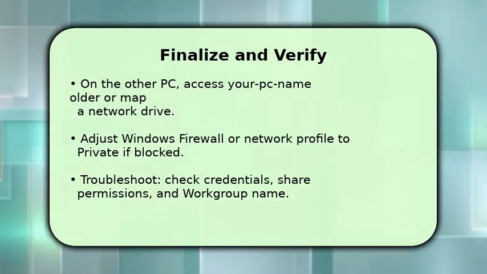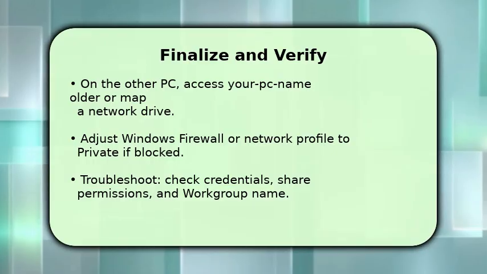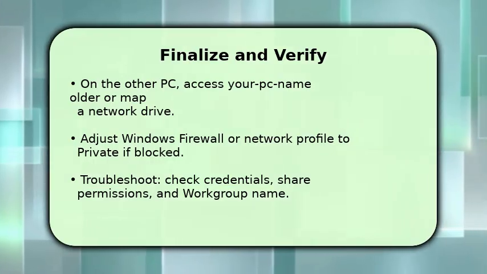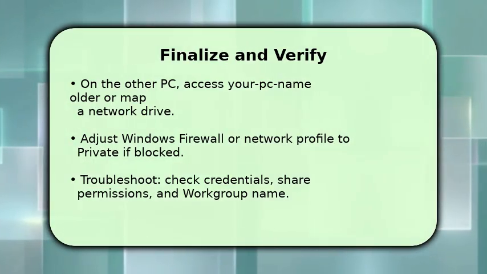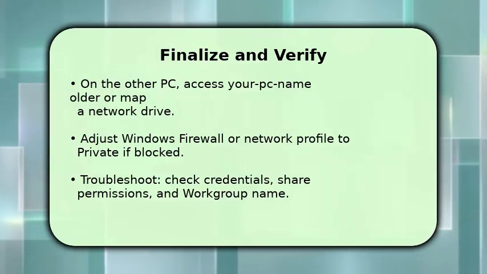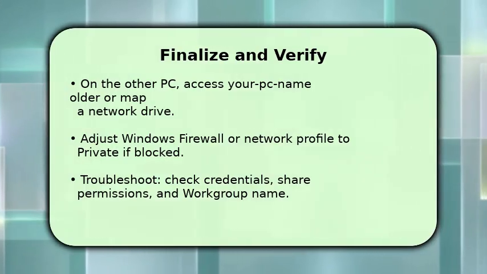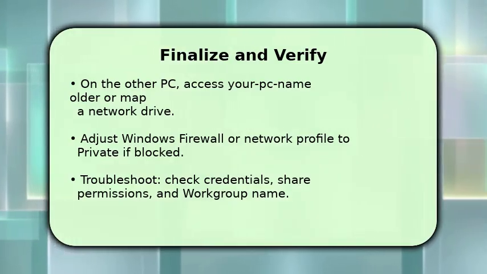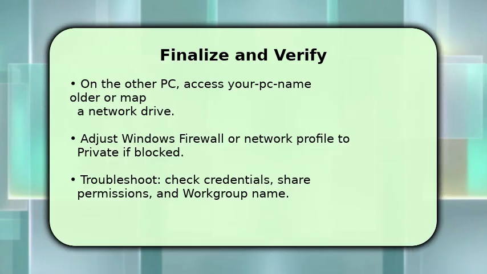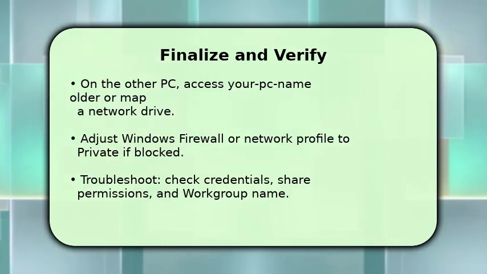If access fails, make sure the Windows firewall allows file and printer sharing and that your network profile is set to private so discovery works. Also verify login credentials. You might need the sharing PC's username and password. If it still fails, double-check share permissions, the folder path, and that both machines are in the same workgroup to rule out compatibility issues.